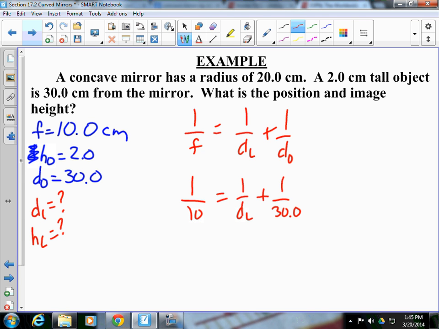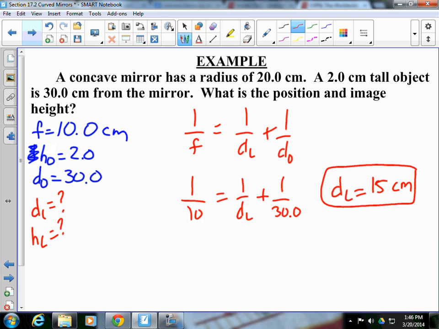I'm going to get that as a decimal. I'm going to really go 1 divided by that. 1 divided by second answer. And I can figure out that my di equals 15 centimeters. So I figured out the first part. That is my distance image.